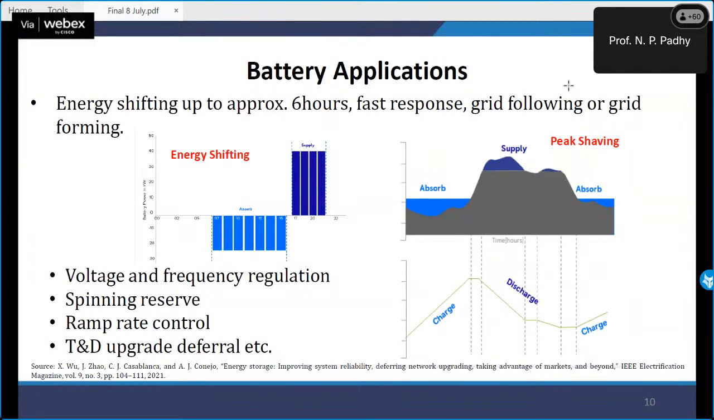So we'll move to the next one, battery applications. Energy shifting up to approximately 6 hours, fast response, grid following or grid forming. The energy shifting takes place from one hour to another. Voltage and frequency regulation, spinning reserve, ramp rate control, transmission and distribution upgrade deferral.